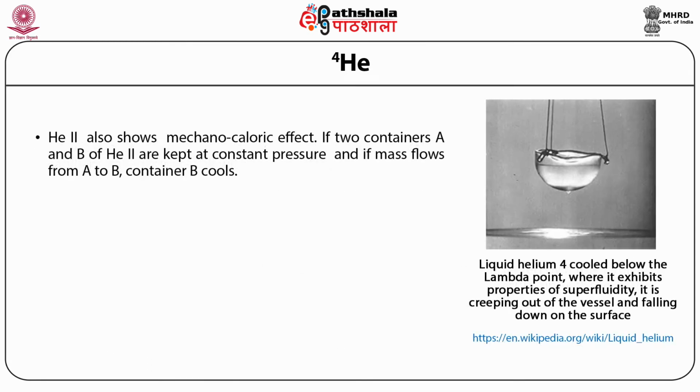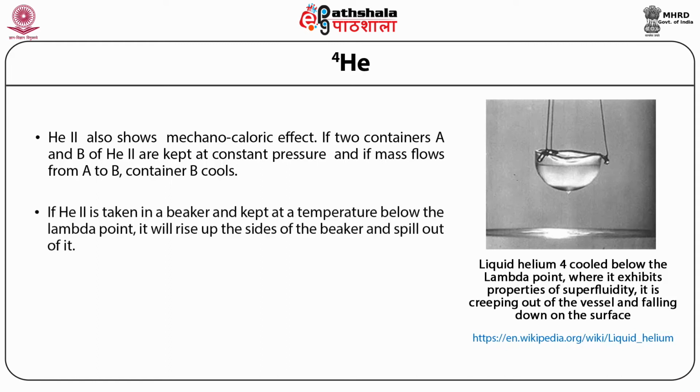Helium-2 also shows the mechanocaloric effect. If two containers A and B of helium-2 are kept at constant pressure, and mass flows from A to B, container B cools. This is the mechanocaloric effect. The cooling of container B can be expected if the mass transported has zero entropy and zero temperature. Also, if helium-2 is taken in a beaker and kept at a temperature below the lambda point, it will rise up the sides of the beaker and spill out of it, as shown in the adjoining figure.